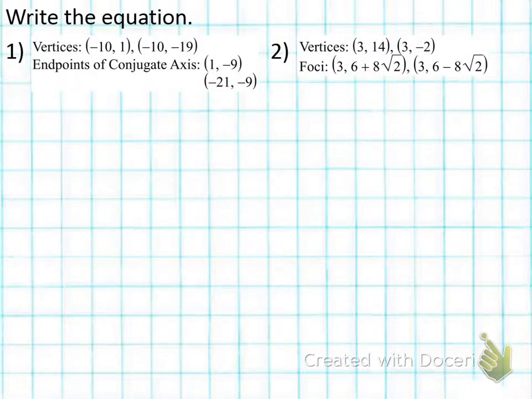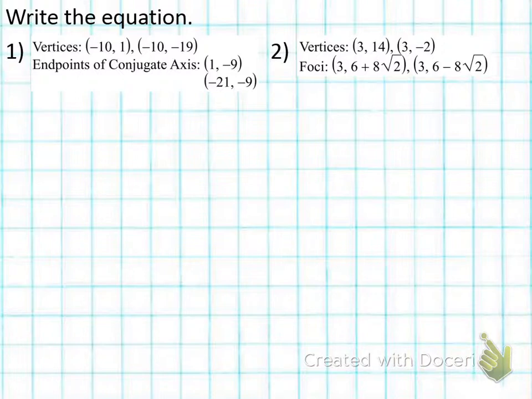So I'm going to do a couple of examples. Please watch right now, and then I'll give you an opportunity to talk and copy it down, okay? So, number one, vertices, they give us this information, negative 10, 1, negative 10, negative 19. The endpoints of the conjugate axis, which is another word for co-vertices, are the following, okay? And this is going to be the equation of a hyperbola.